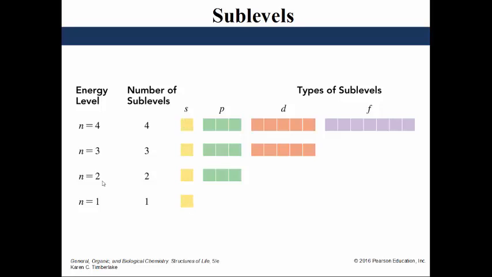Quantum number 2, because it's a number 2, has two sublevels, S and P. Energy level number 3, you have three sublevels, S, P, and D. And for 4, you have four sublevels, S, P, D, F. And these individual boxes have a very particular meaning, which we'll talk about here soon.